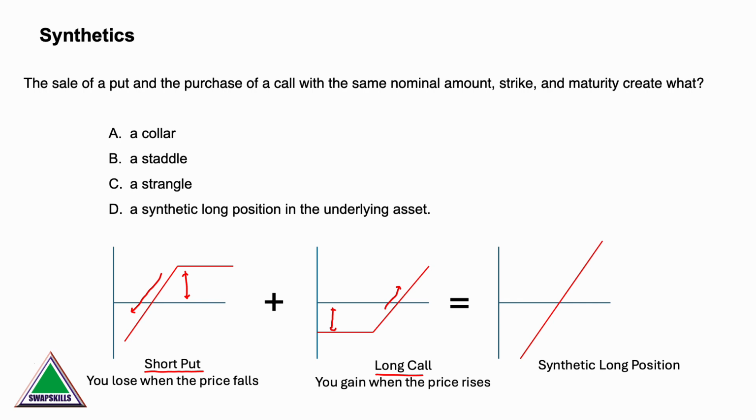So what's the position in everyday life where if the price goes up, you're happy, if the price goes down, you're unhappy? That's just owning something, owning any asset. So that's why you have a long position. If you have a long position in something, you make money when the price goes up, you lose money when the price goes down. And you've created exactly the same effect of ownership by going short a put and long a call. So if they're done with the same amount, same strike, same maturity, that's a synthetic long position. Don't get freaked out by the word synthetic.